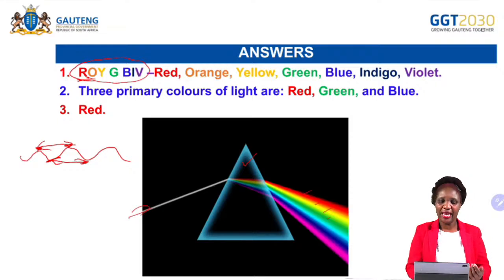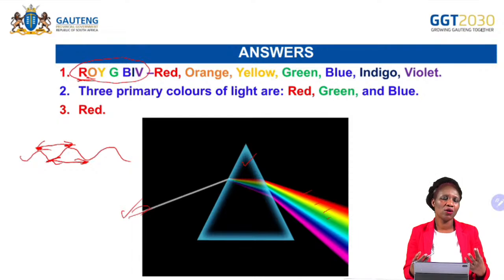The color that has got the longest wavelength is red. Do you get it? It is red. Don't forget this. And this one happens when we are carrying out our experiments.